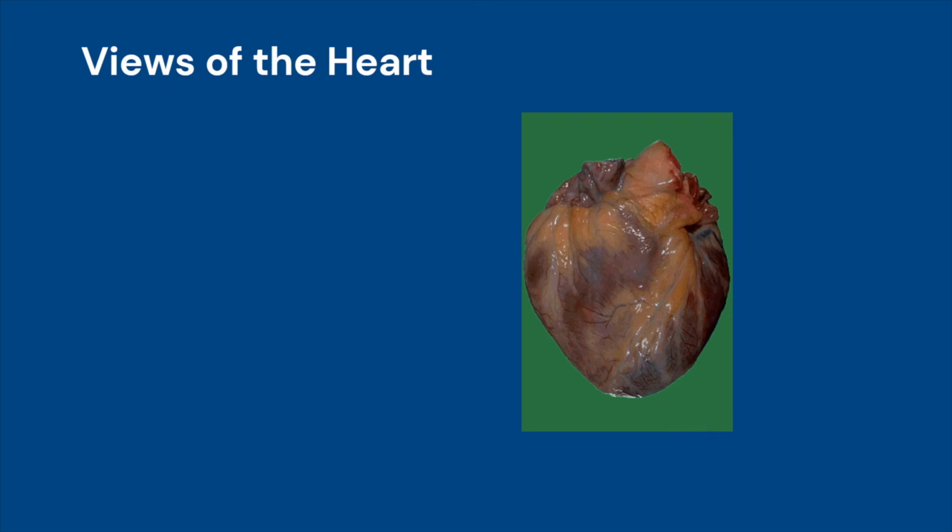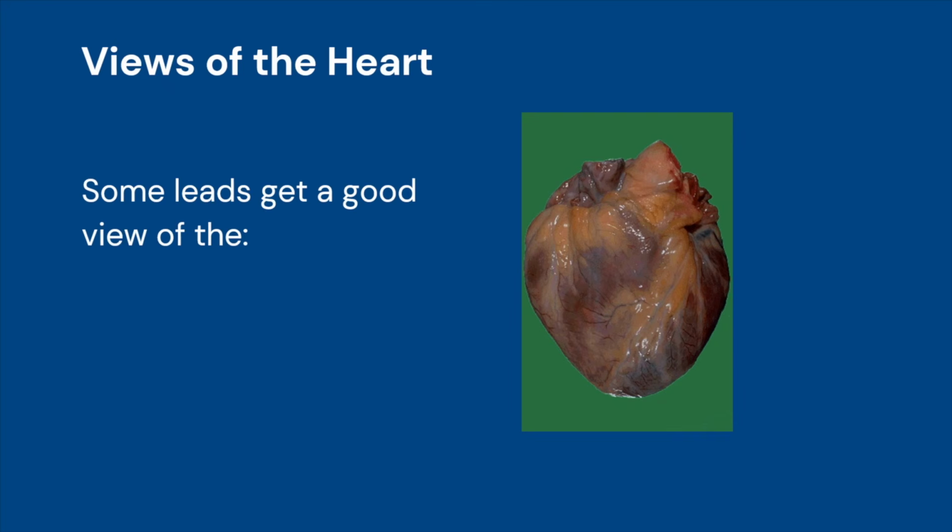So these different leads give different views of the heart and correspond to different anatomical regions of the heart. This is one of the most clinically useful concepts in ECG interpretation, as it gives us the ability to localize the site of cardiac pathology.